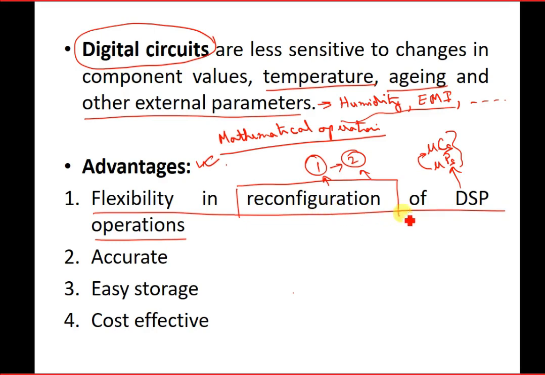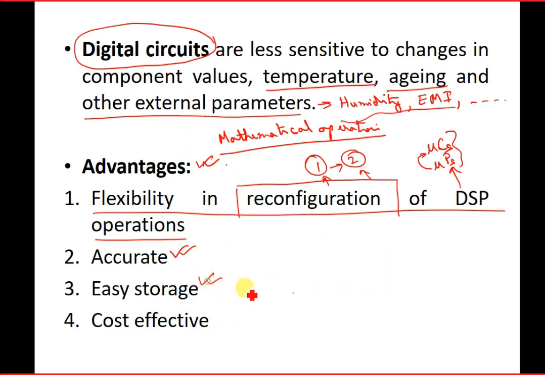So it is possible to do this in microprocessors and microcontrollers in an easier way, because you just have to write a command of 1 or 2 lines and your output will be changed. But this is not the case with analog signal processors, where you need to change the whole circuit. Okay. Then accuracy, as I told you, digital circuits are more accurate.